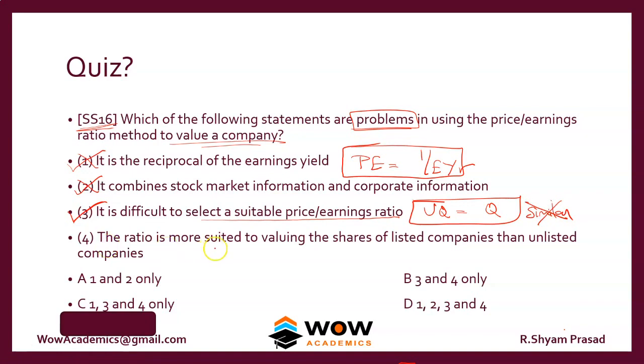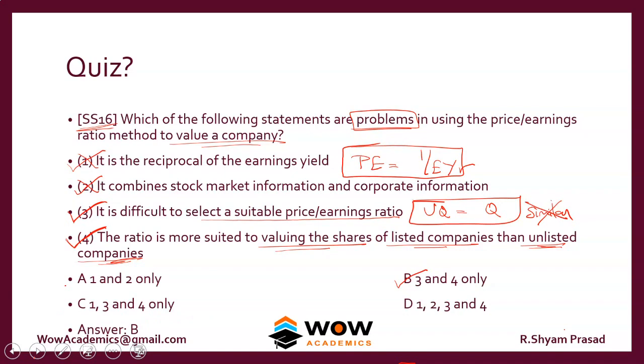The ratio is more suited to valuing the shares of listed companies than unlisted companies. So if you look here, it is easy to value listed companies, but it cannot value unlisted companies. So that is what it says. The ratio is more suited to valuing the shares of listed companies than unlisted companies. That is a problem. So the answer should be 3 and 4. 3 and 4 are B. So these are the problems. So the answer is B.